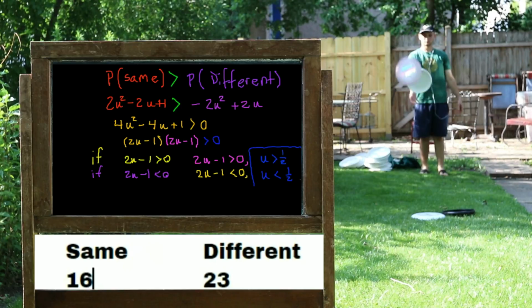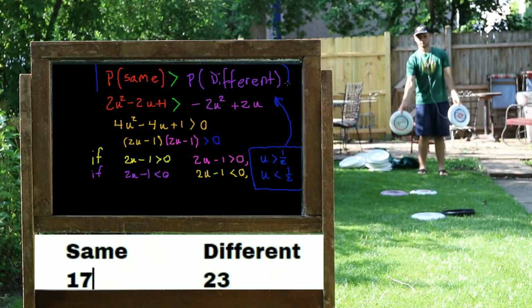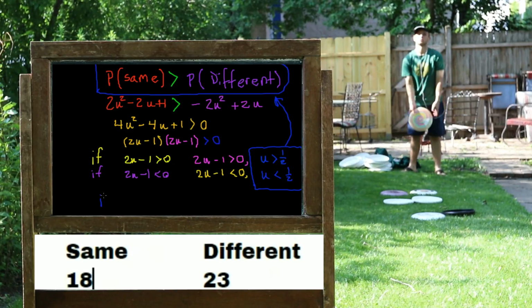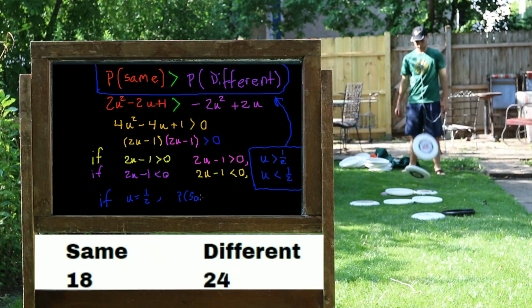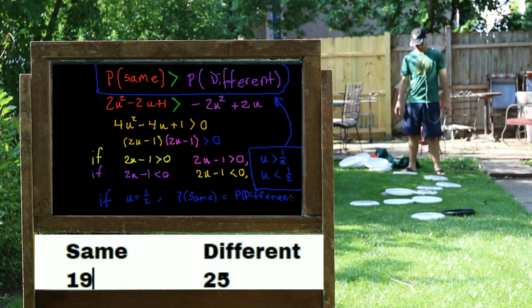What this tells us is that for u greater than 1 half and u less than 1 half, the probability of the discs landing in the same direction is more likely than the probability of them landing in opposite directions. Again, that means that unless it's completely even, unless it's a 50-50 chance, the probability of them landing in the same direction is greater.